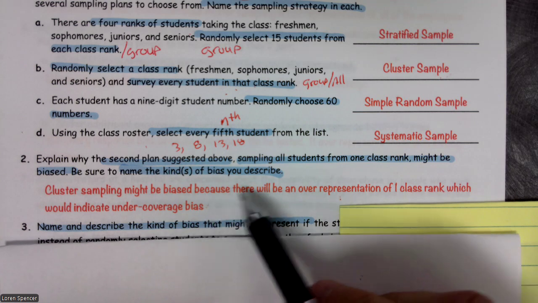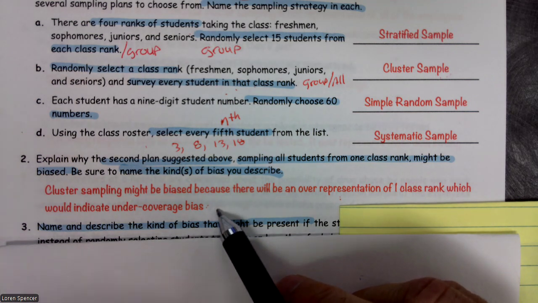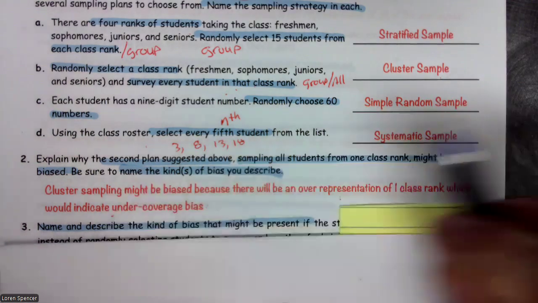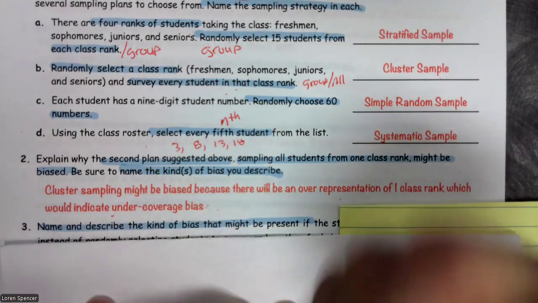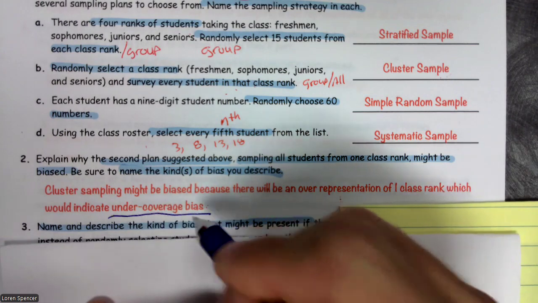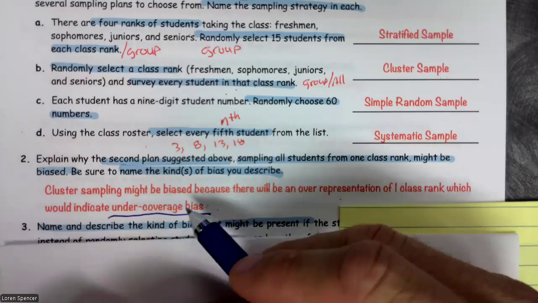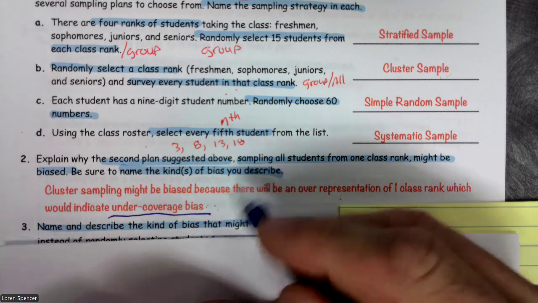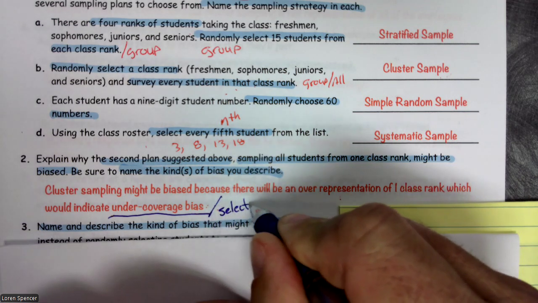If we overrepresent one, that means we're underrepresenting another. That makes undercoverage bias. When you overrepresent something, that means you're underrepresenting something else, and underrepresenting is undercoverage bias. So it's possible that your clusters don't look like the population. Maybe it has too many freshmen or too many sophomores. If it has too many freshmen, then you're undercovering the juniors and the upperclassmen. So undercoverage bias. Remember, another term for undercoverage bias is selection bias.